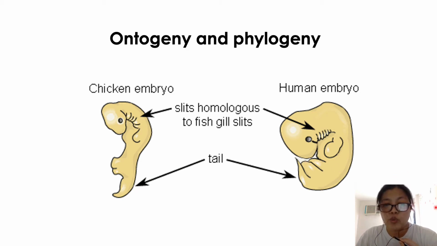We can see here that at this stage of development, they both have gill slits, or gills, and a tail. This observation gives you an idea that chicks and humans might share a common ancestor with fish because they also have a tail and gills. Thus, by studying ontogenic similarities of organisms, scientists can learn about the evolutionary history of that particular organism.